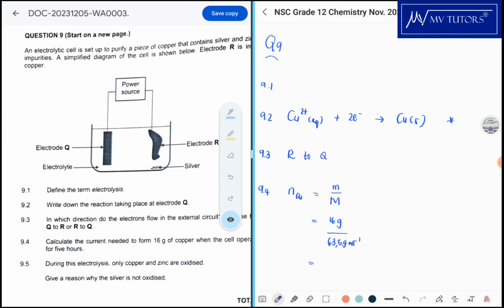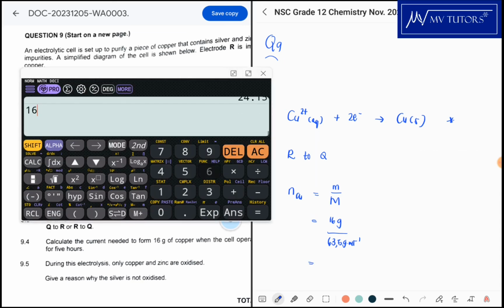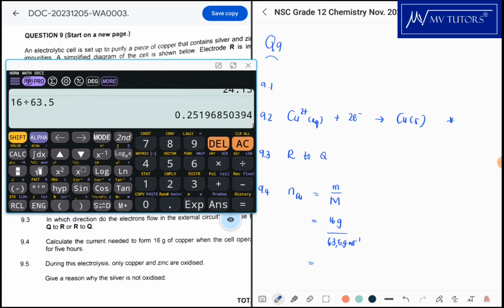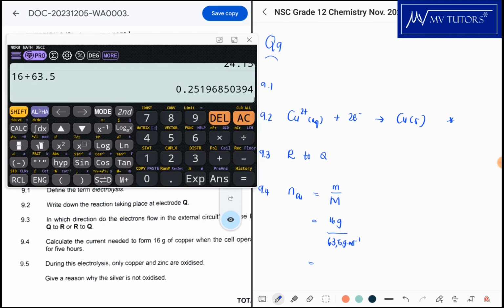So the number of moles that we have there is 16 divided by 63,5. I like fractions better because I don't want to dilute this answer going forward, since we still have a long way to go. So that's 32 over 127.